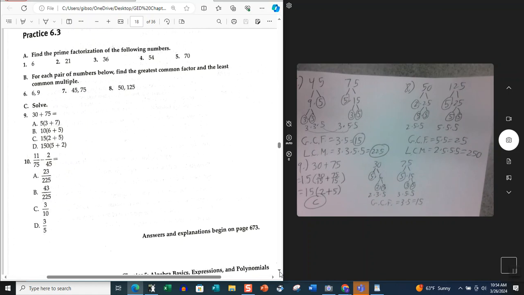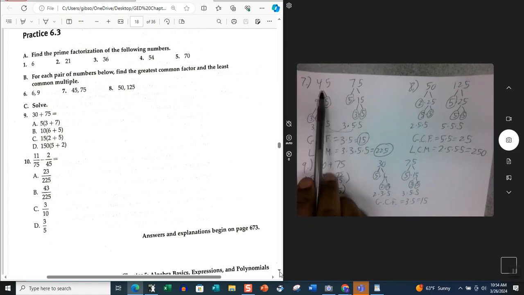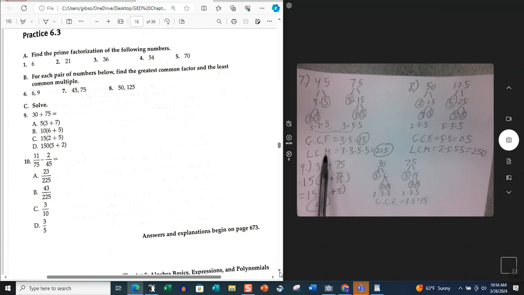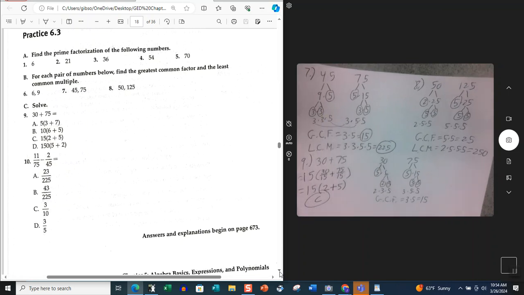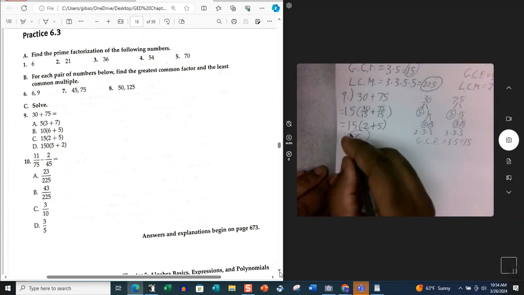Now, before we even get into problem 10, problem number 7 has the same denominators, 45 and 75. So as you see here, the least common multiple or the least common denominator would be 225. We already solved that. So if you want to, you could pause the video now and you could write down number 10 and write down these factorizations and put the least common multiple. Matter of fact, I'll write it down so that you all will have this.